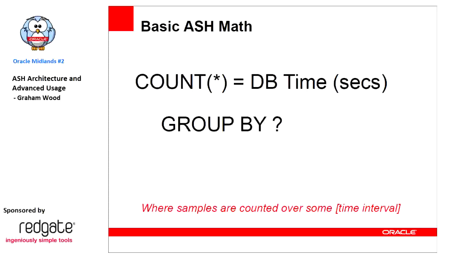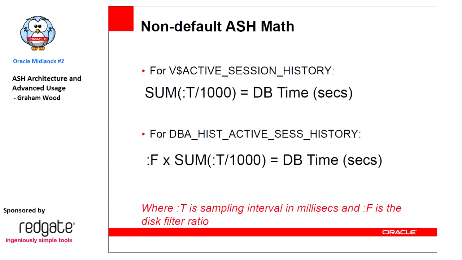And the way that we normally use that analysis is by grouping in some dimension. So what's our top SQL statement on this system? We group by SQL ID. What's our top session? We group by session ID. If you start playing around with changing the sampling interval, then none of this stuff works and you have to start putting extra parts into the equation. Don't do it. It's just going to make everything much, much messier.